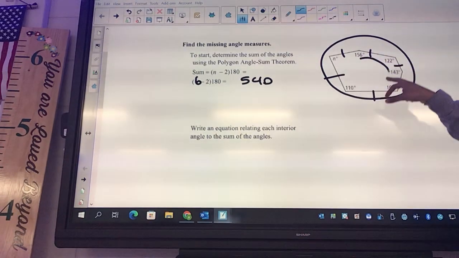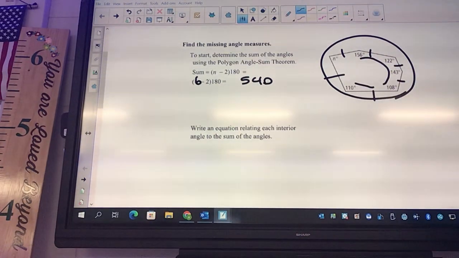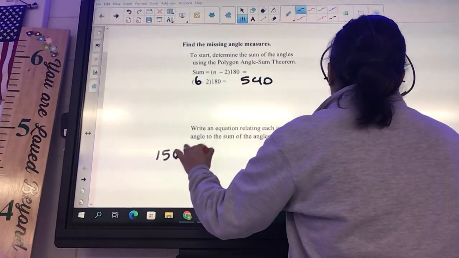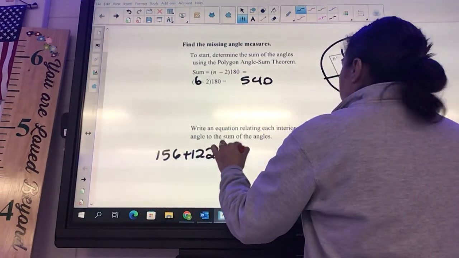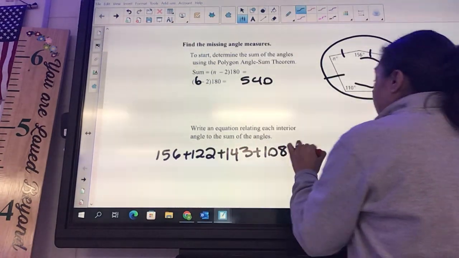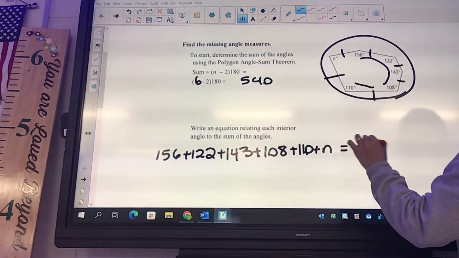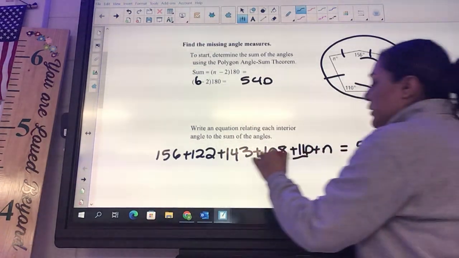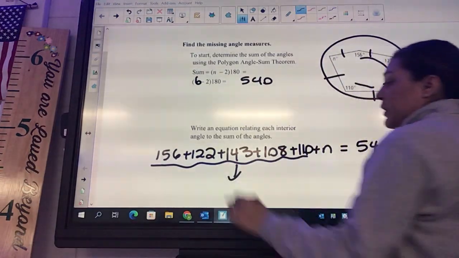you can take all of these that have a number and add them together. So it's going to be 156 on your calculator plus 122 plus 143 plus 108 plus 110 plus n is going to equal 540. Okay, so combine all these. Type them in your calculator and see what you get.